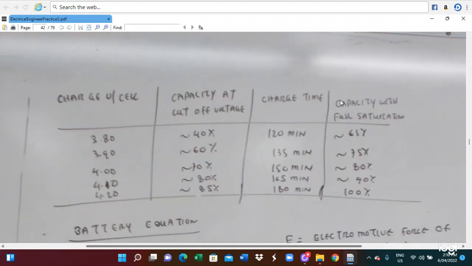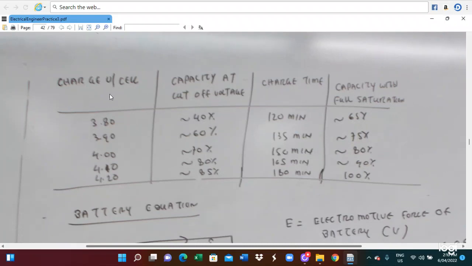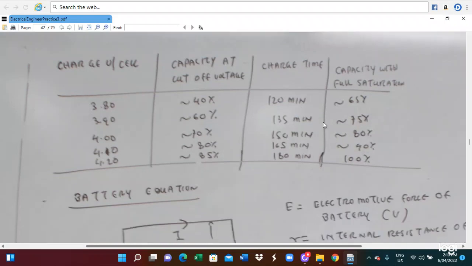So this is the charge per cell, 3.8. The capacity is related to the cutoff voltage, the charging time, and the capacity with full saturation. So this is the charge curve by cell and the relation diagram.